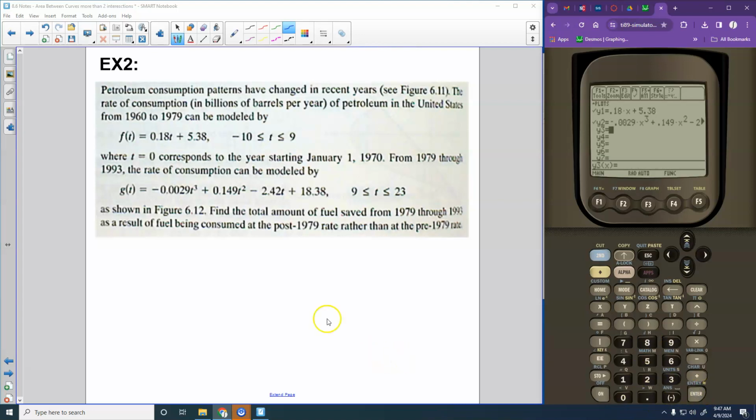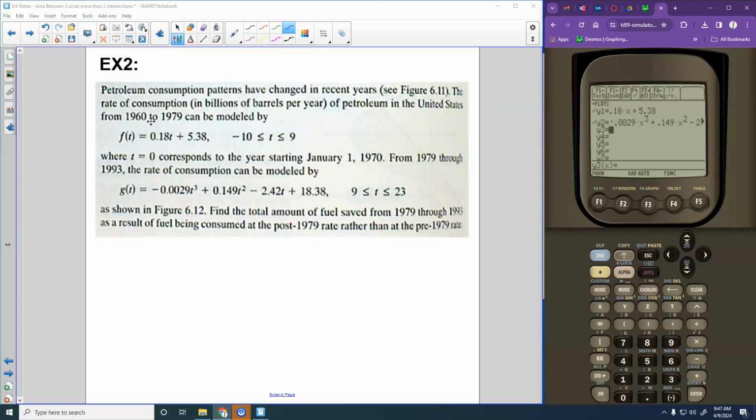Okay, so petroleum consumption patterns have changed in recent years. This is obviously not recent years, but it was when this problem was written. The rate of consumption in billions of barrels of petroleum in the United States from 1960 to 79 is modeled this way. And they're calling that from negative 10 to 9. So they're letting 1970 equal 0 for this.